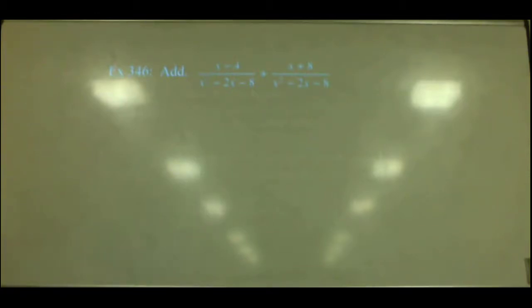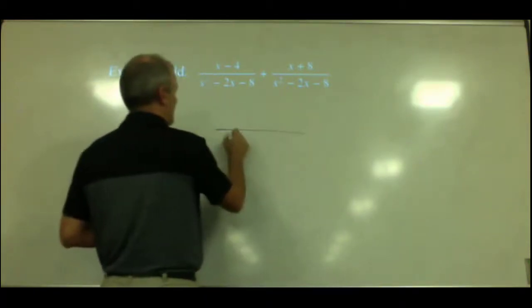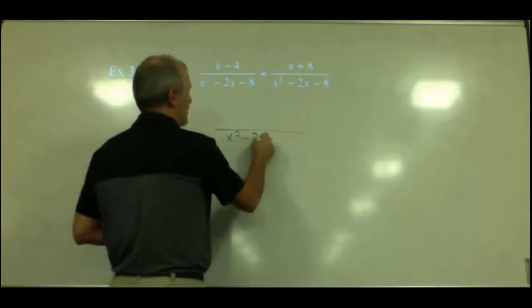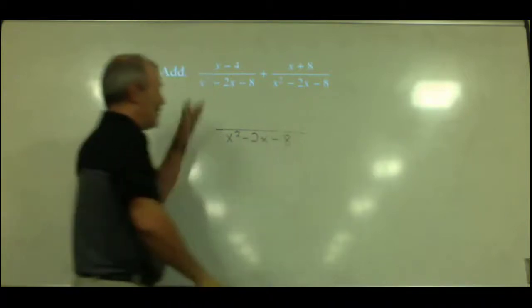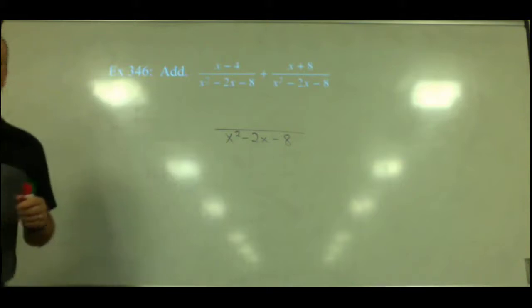So the first one is really easy because why? Because it already has a common denominator. And if it has a common denominator already, your denominator doesn't change. It's common between these two. It's going to be common with your answer. It just stays as it is.